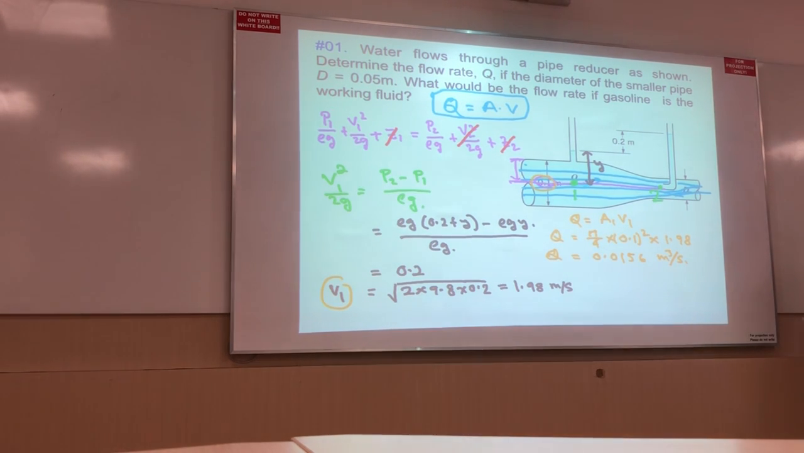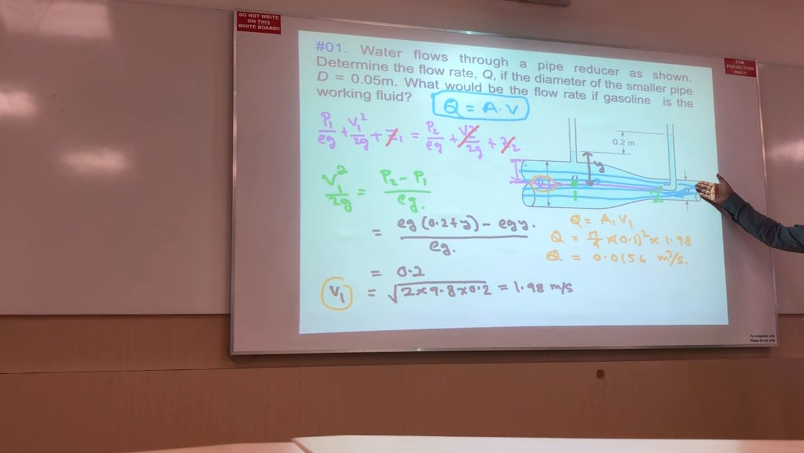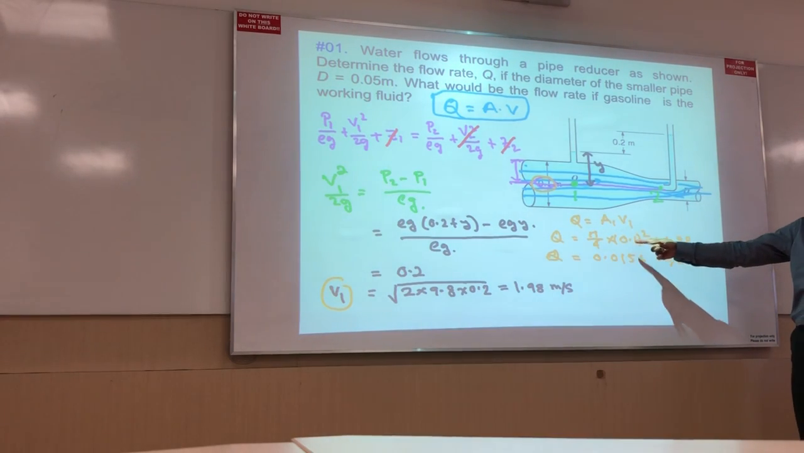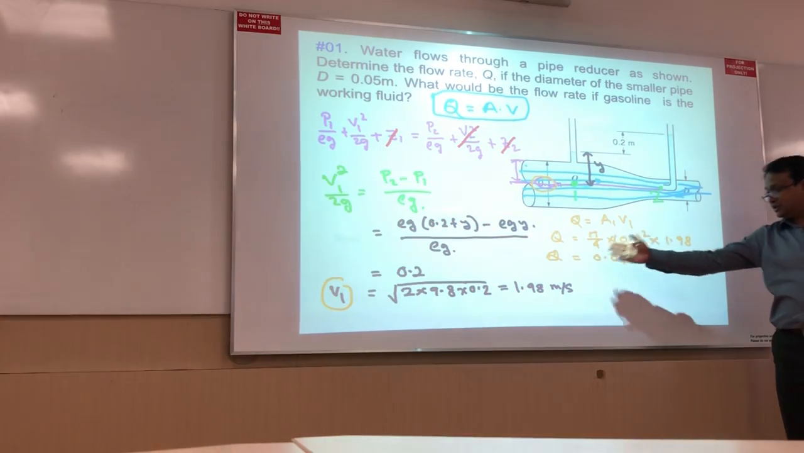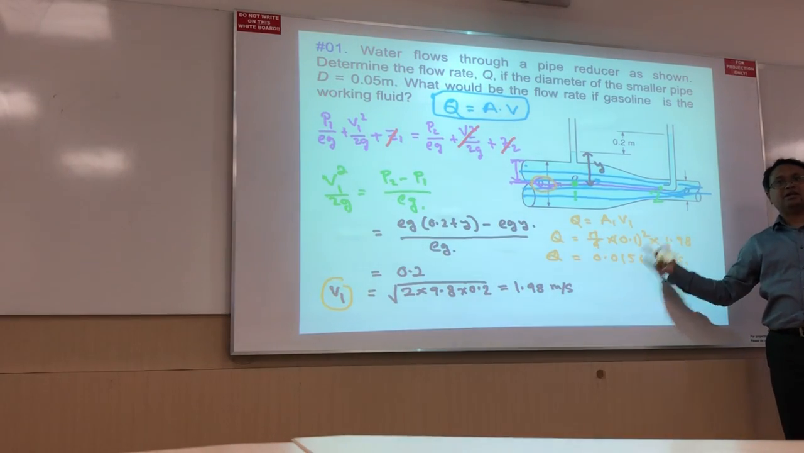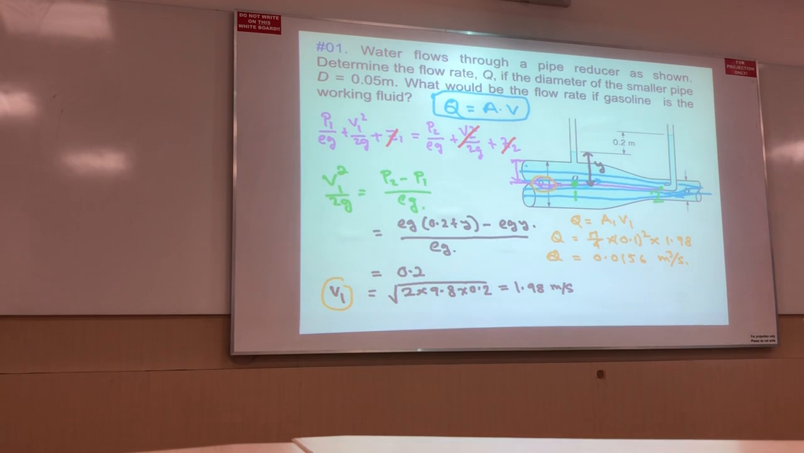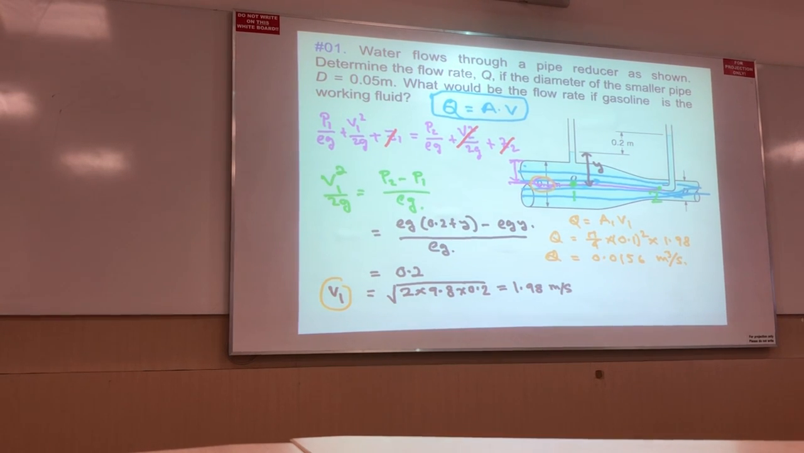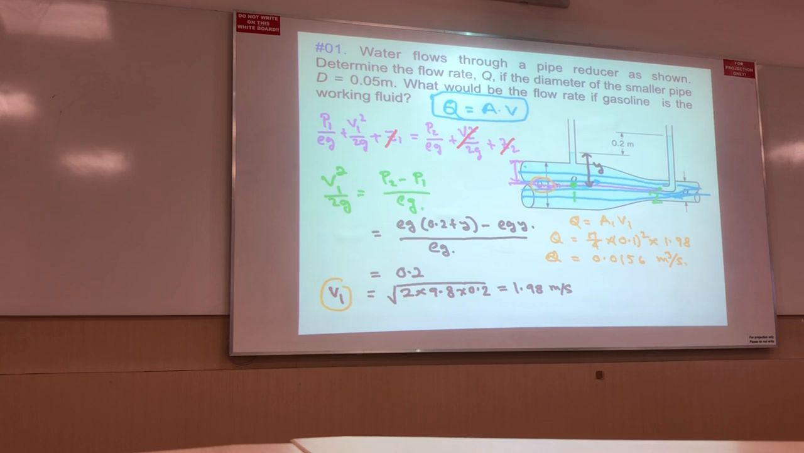Okay? Now my another question. Can you find the velocity at the exit? How? A2 V2. A2 I know, pi by 4 times 0.05 squared. And Q is this value, right? Then I can calculate. Okay, so this is the extra question: calculate the velocity at the exit. I can write for you. Extra question, right? Find the velocity at the exit.